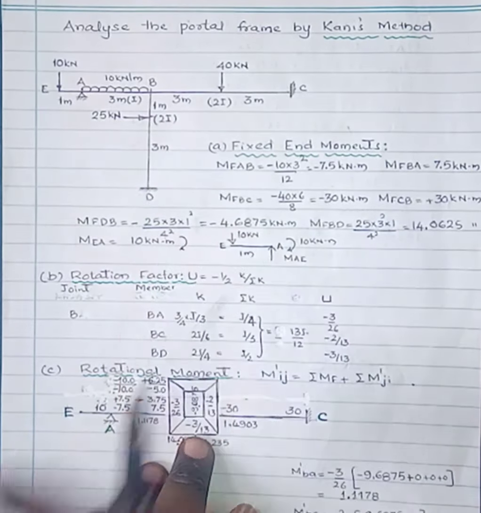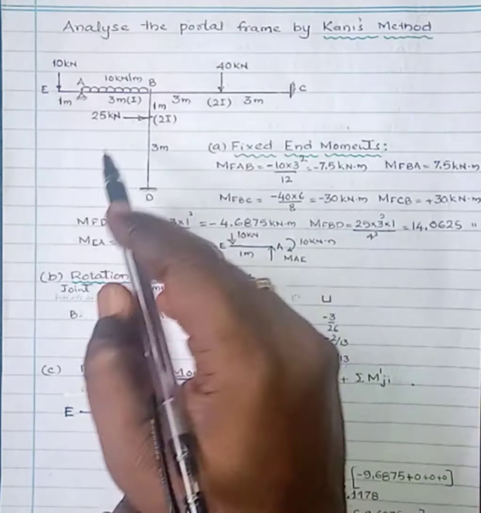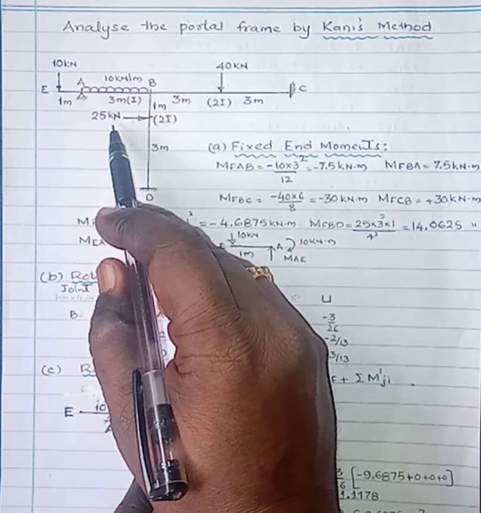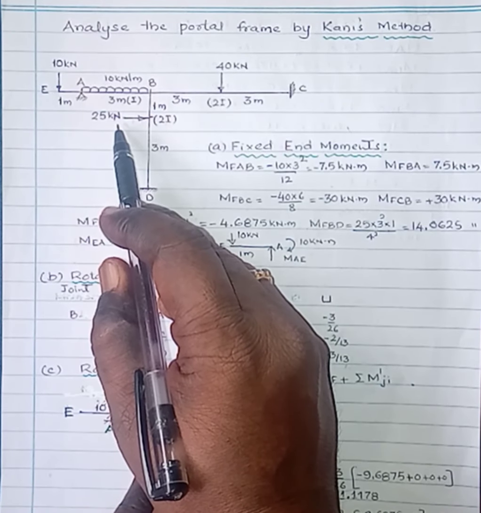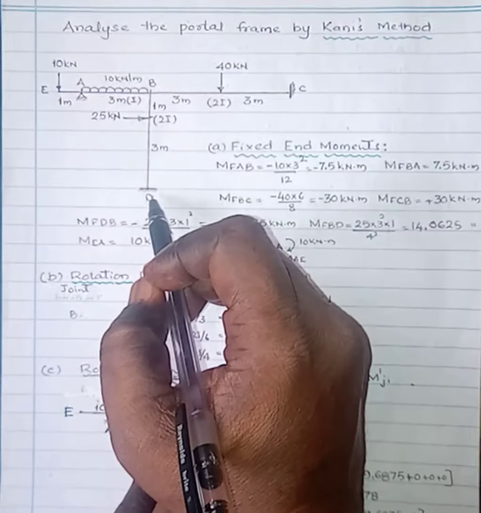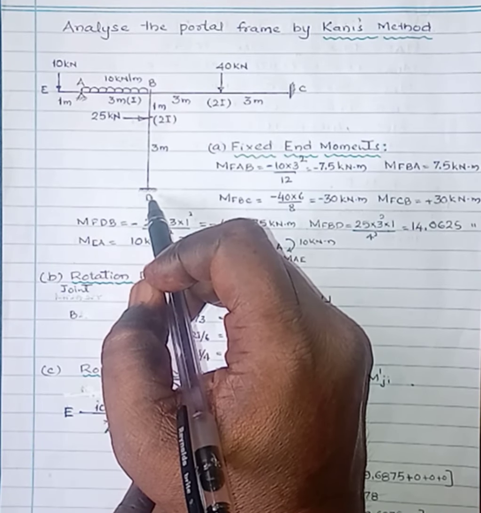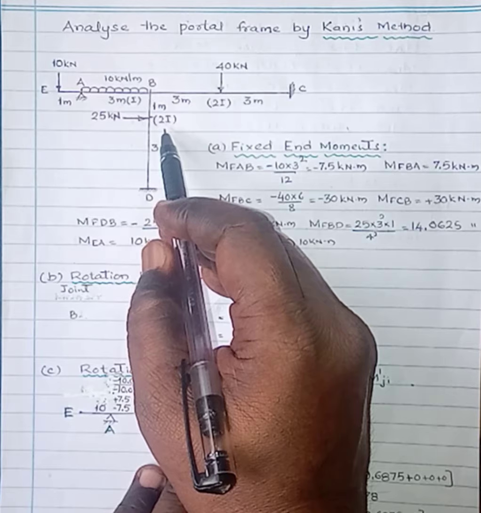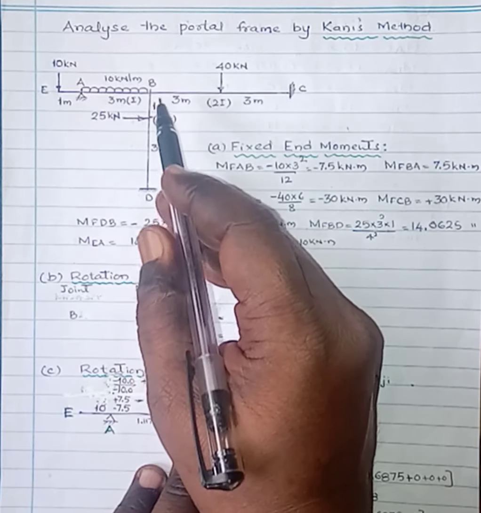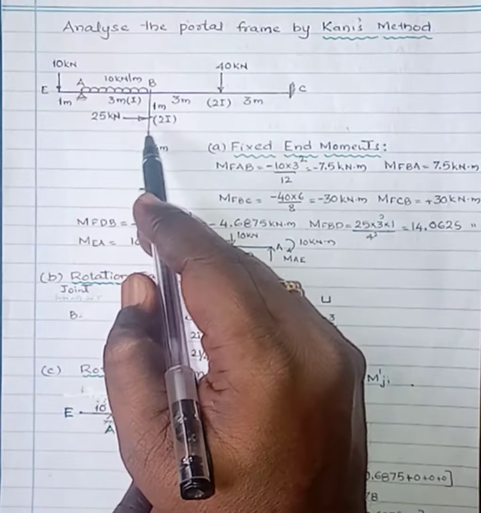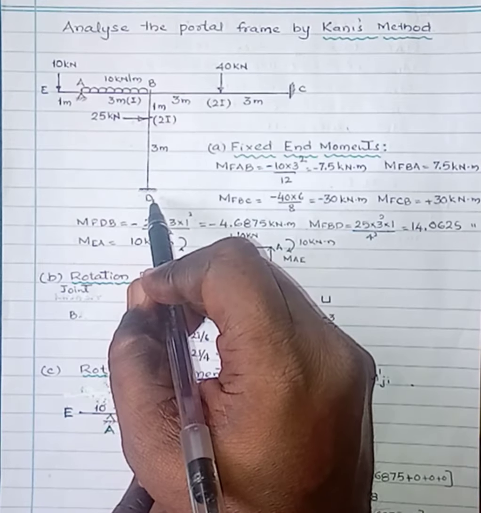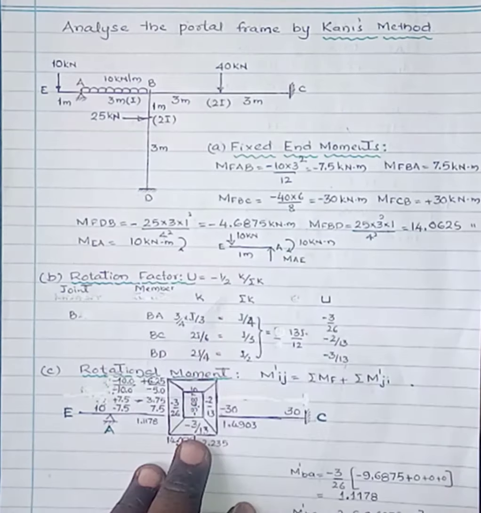B to D, the vertical member, is subjected to a point load of 25 kilonewton towards the right side. The span of BD is 4 meter with the moment of inertia 2I. The load is acting at a distance of 1 meter from B and 3 meter from D, as shown in the figure.